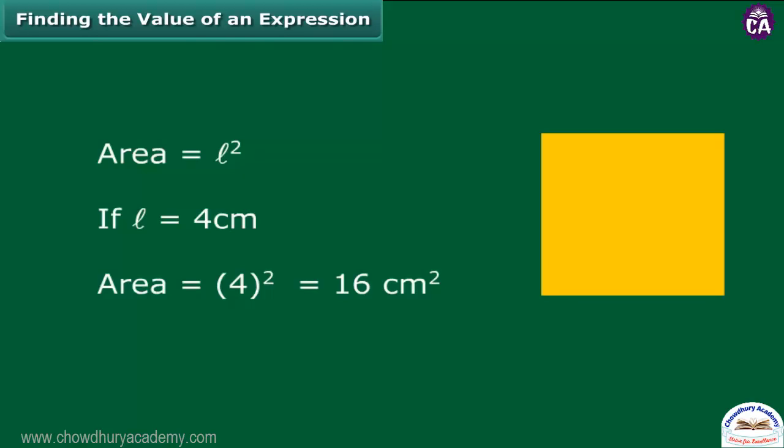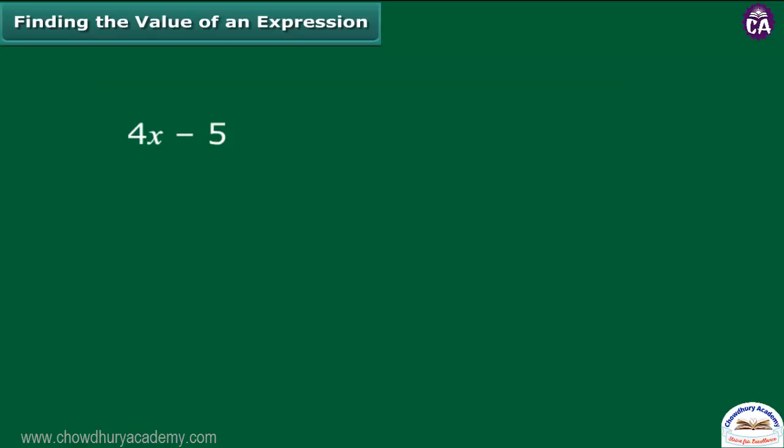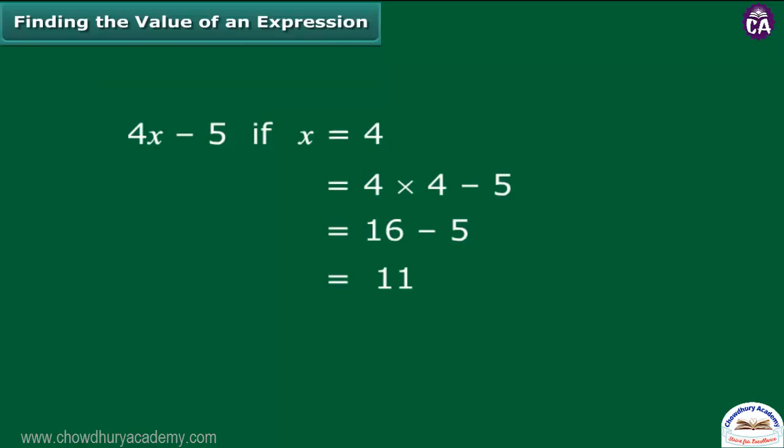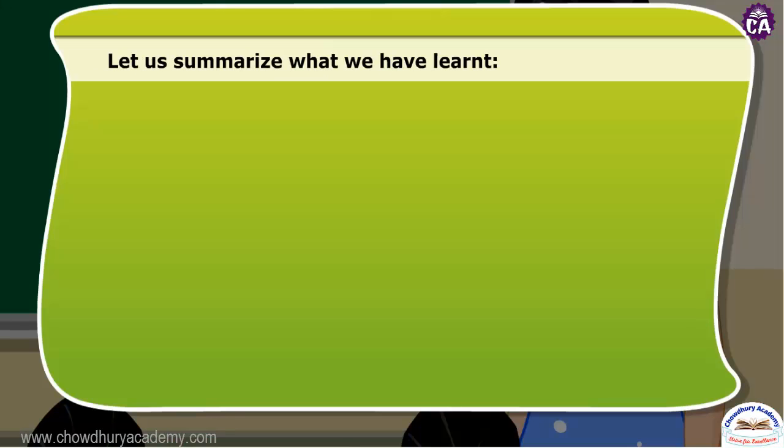Consider the expression 4x minus 5. If the value of x is equal to 4, then the given algebraic expression is equal to 4 into 4 minus 5, which is equal to 16 minus 5, that is 11. Similarly, if m is equal to minus 2, then the value of the expression m square minus 2 will be equal to 2. Let us summarize what we have learned.